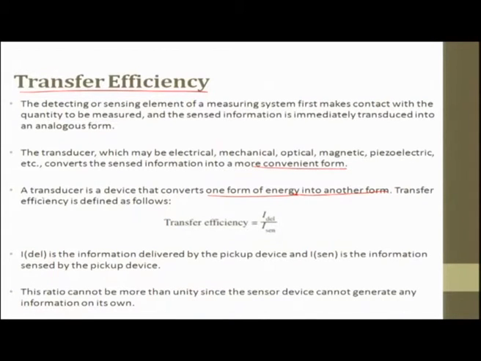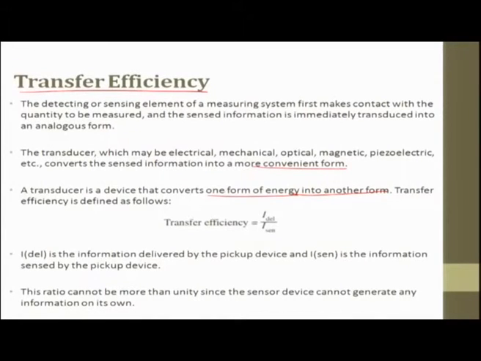This is very important: the definition of a transducer. A transducer is a device which converts one form of energy into another form. This energy can be mechanical, electrical or optical, but it is the thing which has to be sensed. For example, a pneumatic converter using back pressure, we used to check the deviation around the hole. So, a transducer is a device that converts one form of energy into another form.